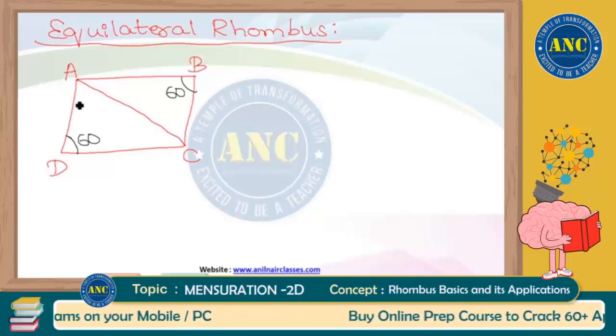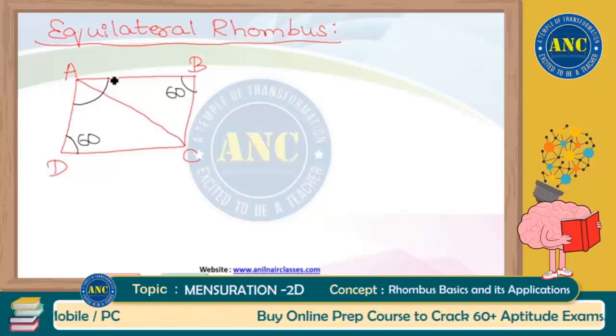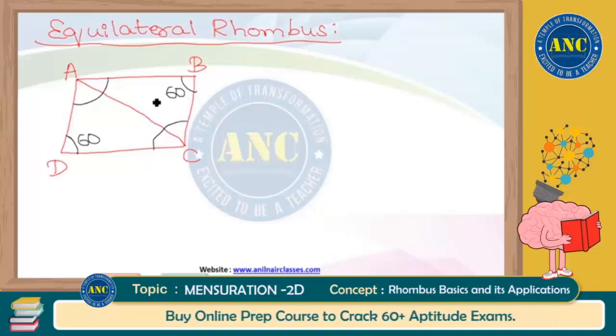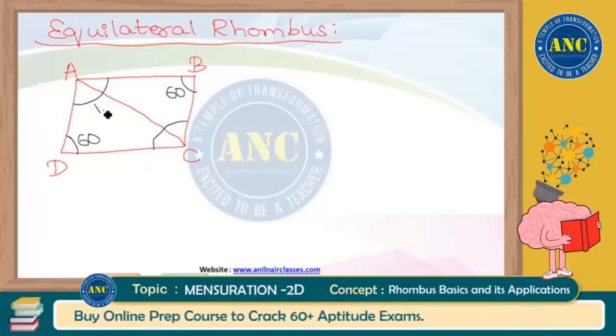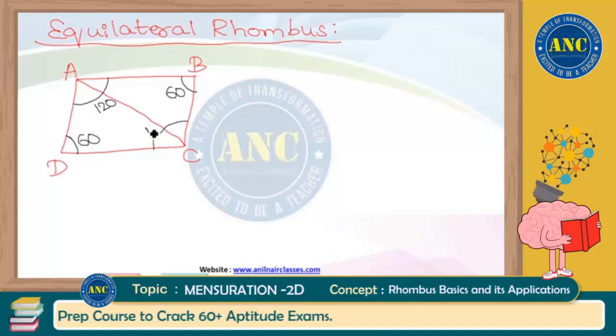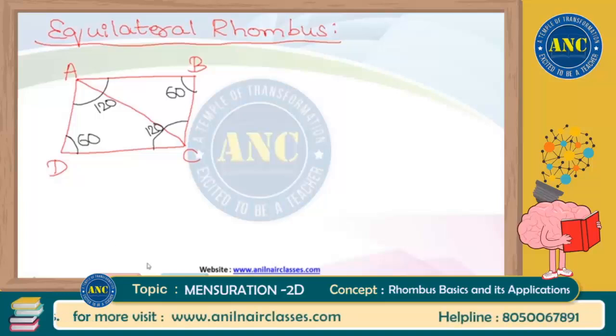Remaining should be 240. That means 240 should be divided equally. So this entire angle should be 120 degrees. This entire angle should be 120 degrees. Or in simple language, that 120, 120 I will further split: I will split that 120 as 60 and 60. This 120 also is split as 60 and 60.